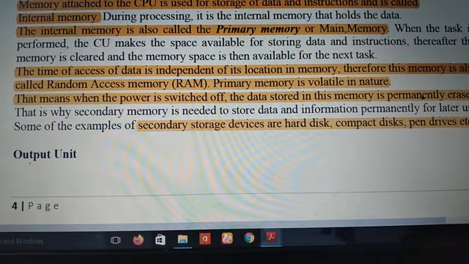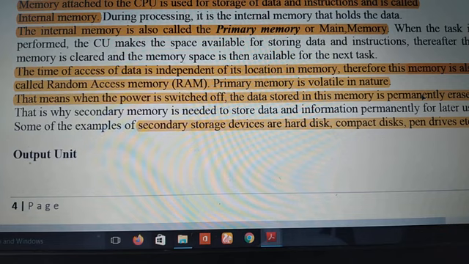Now coming to memory. As I explained memory previously, now I explain memory as primary memory and auxiliary memory. Primary memory is again divided into two parts: random access memory and read-only memory. And RAM is also divided into two parts: static RAM and dynamic RAM. So memory is basically of three types: primary memory, secondary memory which is called auxiliary memory, and cache memory.